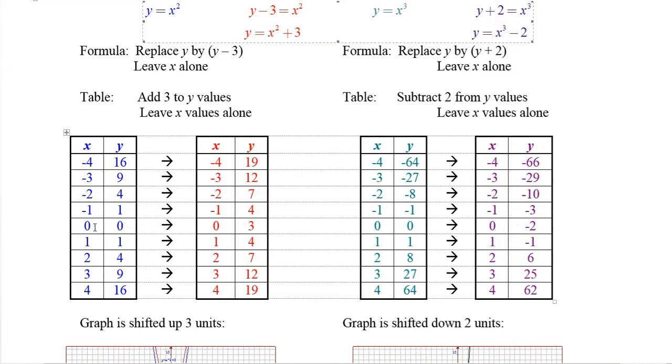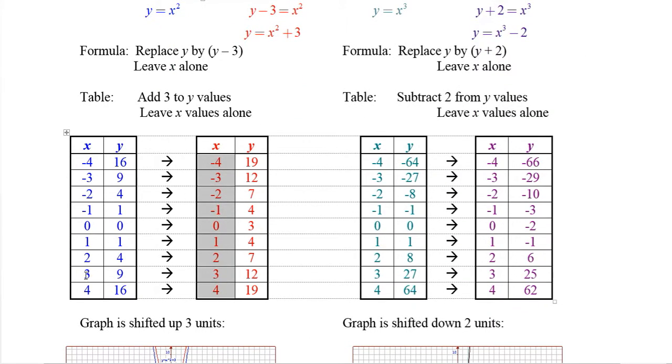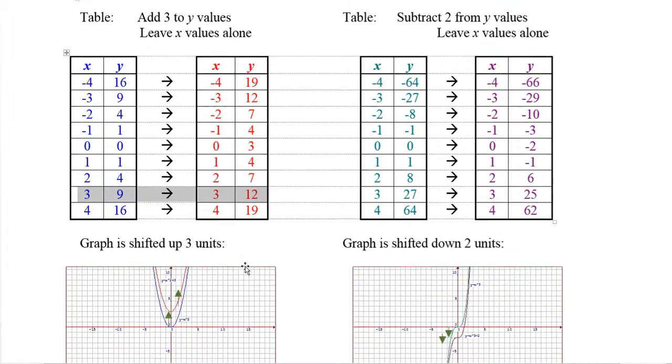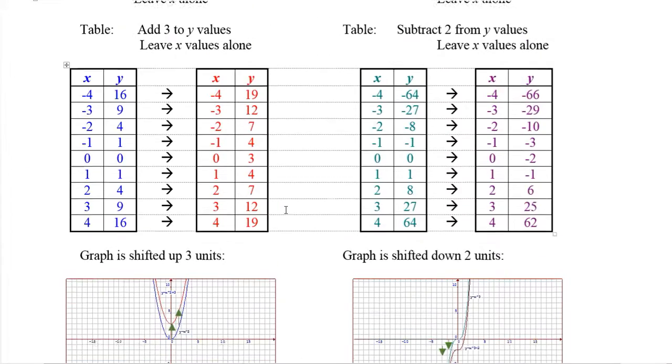So this time when I line up the table, I make sure that the x's are the same. So I'm simply copying these x's over here. But the y's are changed. How are they changed? Well, here we replace y by y minus 3. We really do the opposite, which is add 3 to y. So 3 stays the same here, but 9 plus 3 is 12 for the y. And what is that going to do? That's going to shift everything straight up 3 units. Okay, vertical shift.